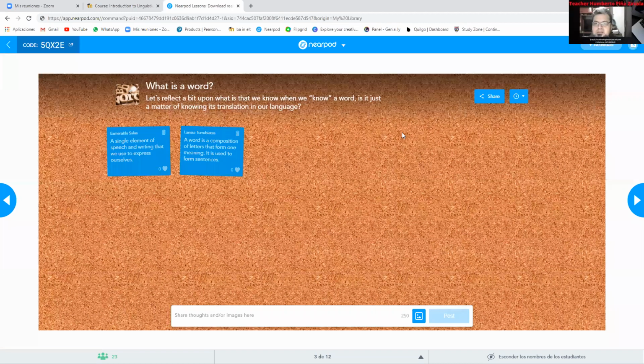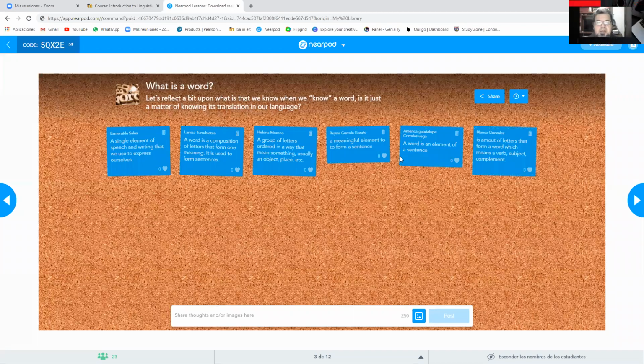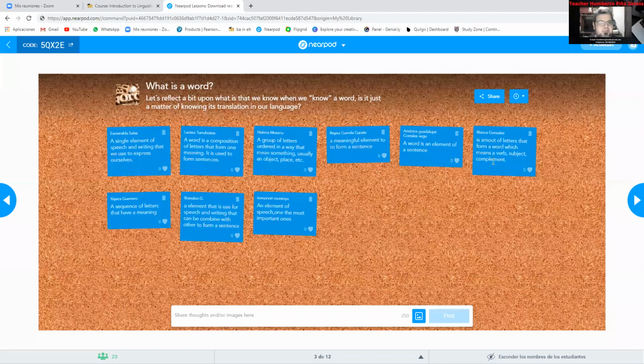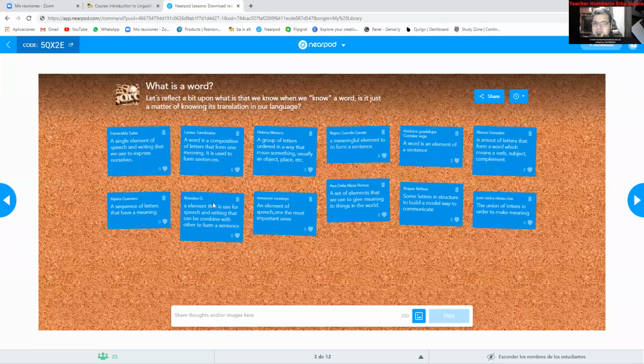Okay, Larissa says a word is a composition of letters that form one meaning. It is used to form sentences. Okay, very good. A group of letters ordered in a way that usually means something. Meaningful element of a sentence. A word is an element of a sentence. Letters that form a word, which means, okay, it can be a verb, subject, complement. Sequence of letters that have meaning. An element that is used for speech and writing, can be combined with others to form a sentence.